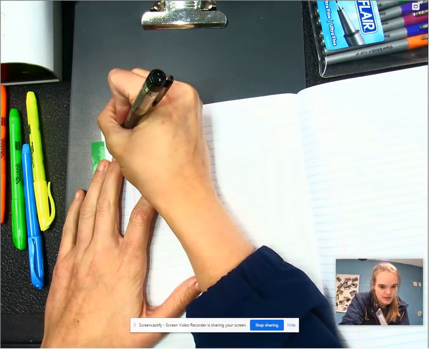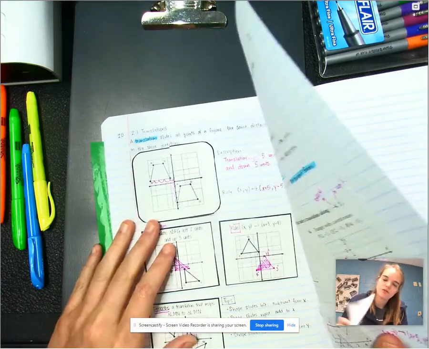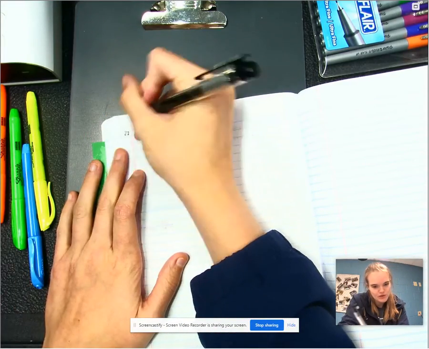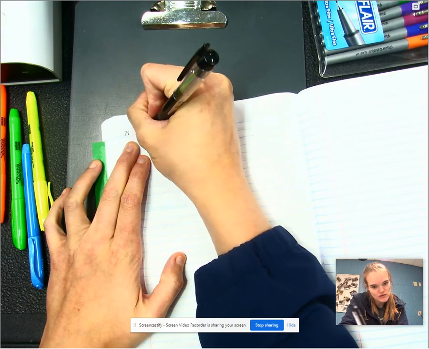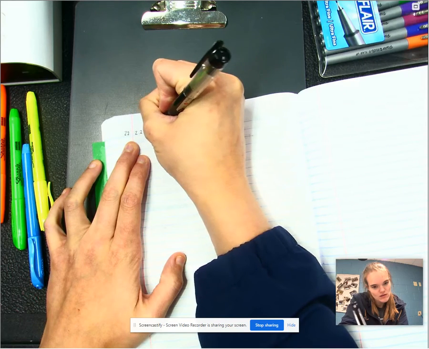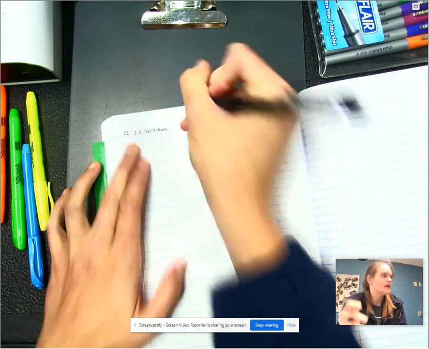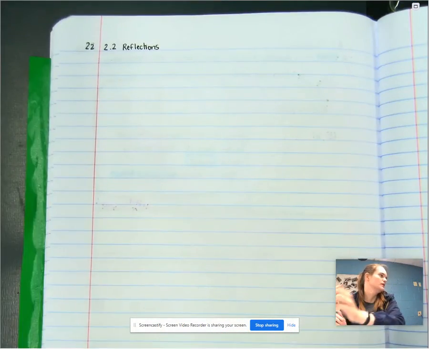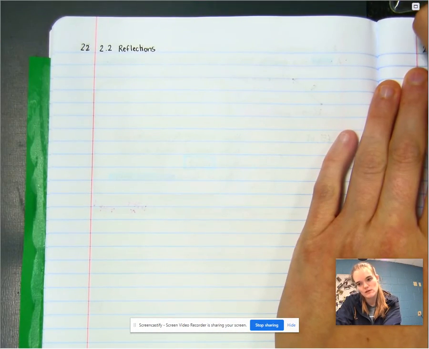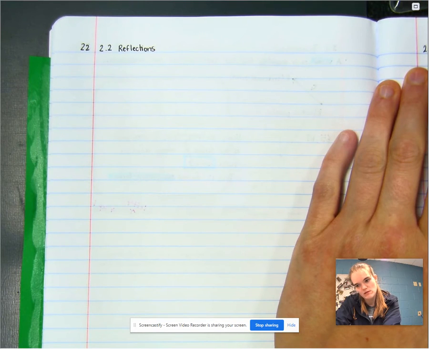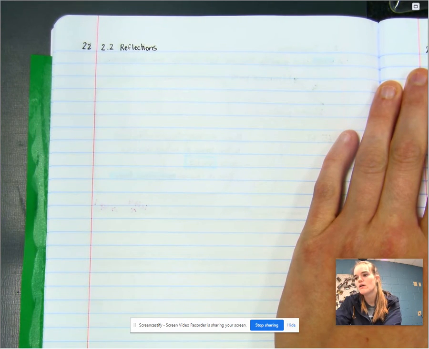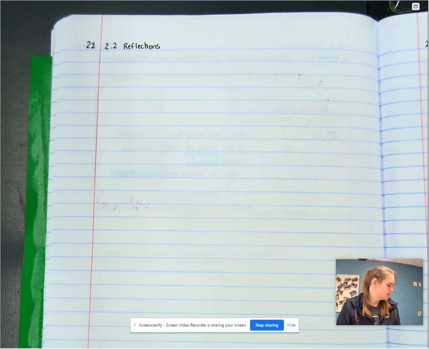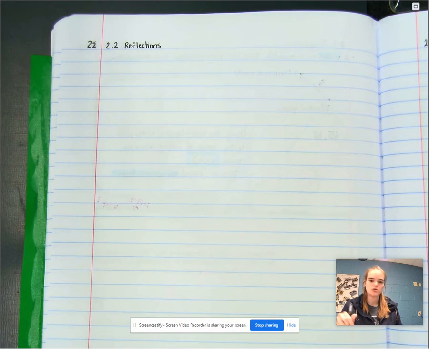So in your notebook on page 22, let me make sure it's really 22. Yes. On page 22, you're going to label that 2.2 reflections. That's going to be the title for 22 and 23. Okay, so 22 and 23 are 2.2 reflections.